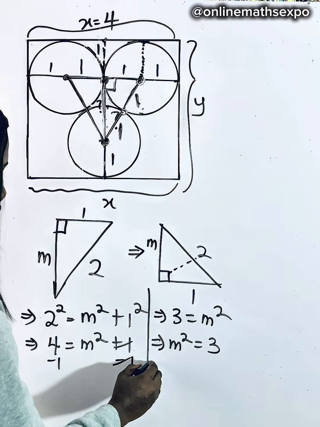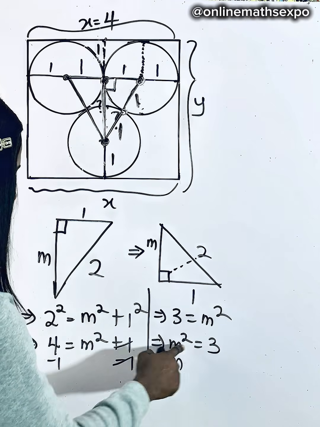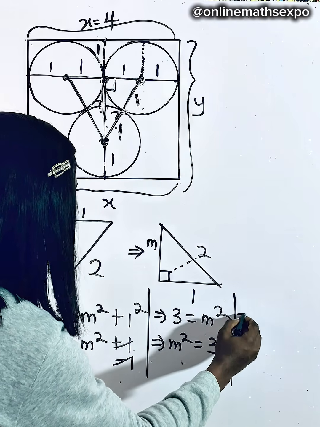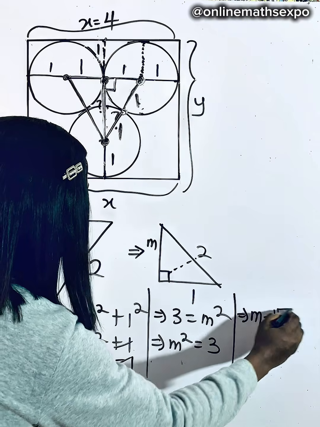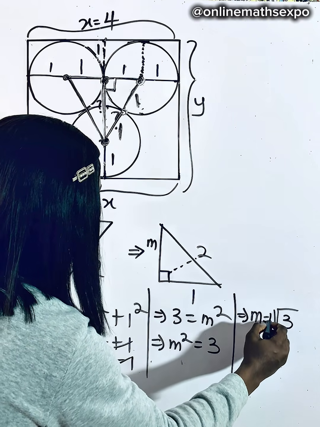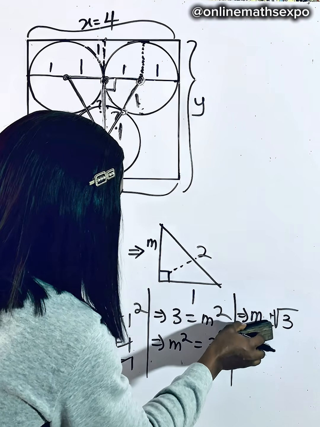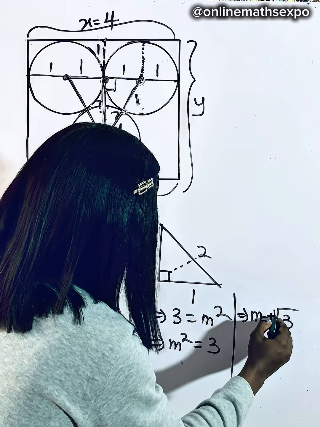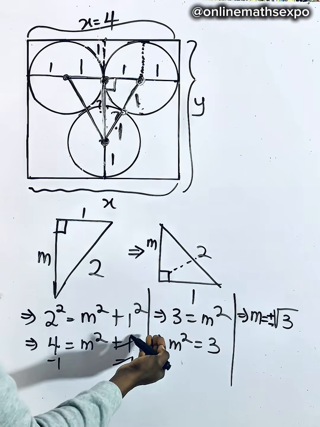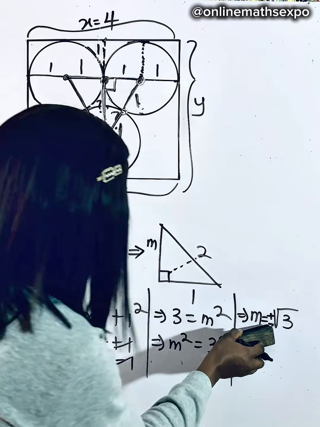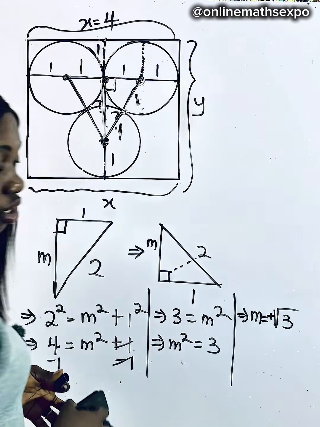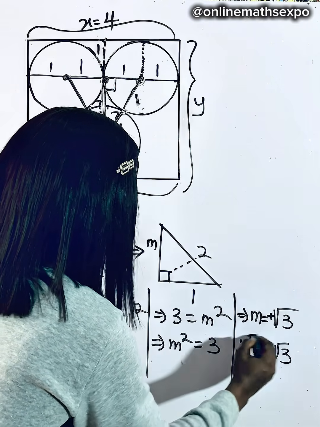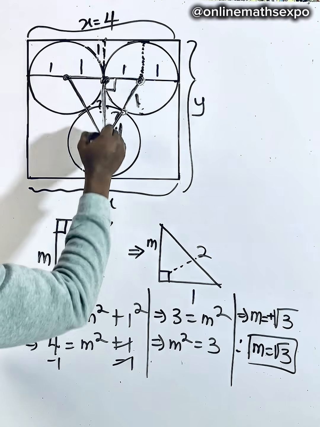Now to get M, you just need to take the square root. So let's work it up here. We're going to have M is equal to the square root of 3. You take both the positive and negative. But because we are working with size, which cannot be negative, we're only going to concentrate on the positive square root. So we now have M is root 3. The value of this missing length is root 3.